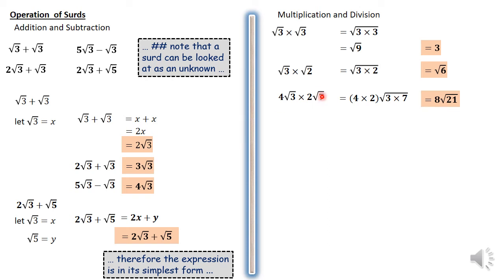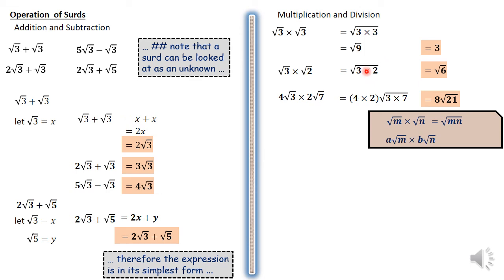So whenever we have a question like this, multiply the rational numbers together and the irrational ones, that is the numbers within the square roots, together, and you get the simple form like the one we have there. Now, I need to say that whenever we are given root m times root n, the answer simply would be square root of mn, like we've done in the first two cases here. However, if we had a mixed surd, like a root m times b root n, it should be ab root mn. That's what we've done in the last case there.